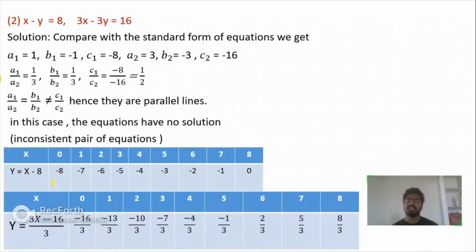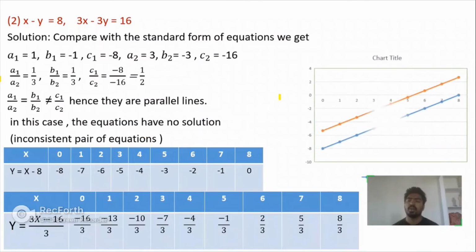Now it's time to plot all the points in a single graph in order to show the relationship between the two given pair of equations, right? So when you plot here, the red line indicates the line equation 3x minus 3y is equal to 16, and the blue line indicates the line equation x minus y is equal to 8. So here we can clearly see that these two lines are said to be parallel, that is, they never intersect or coincide at any point.